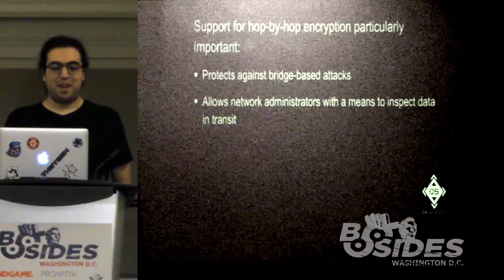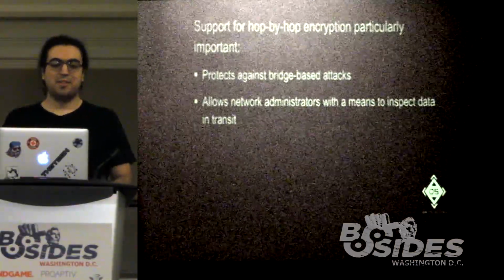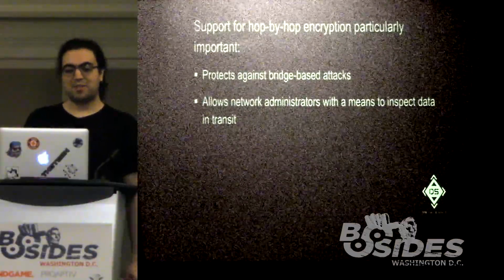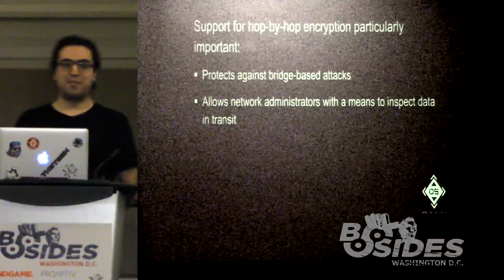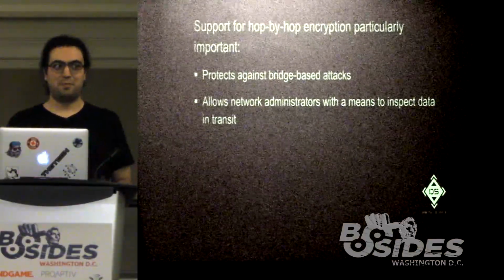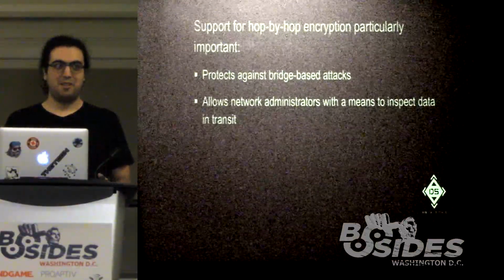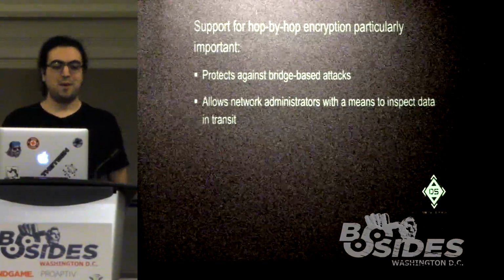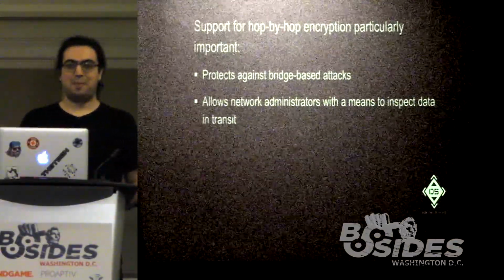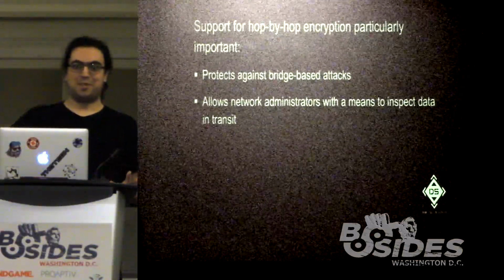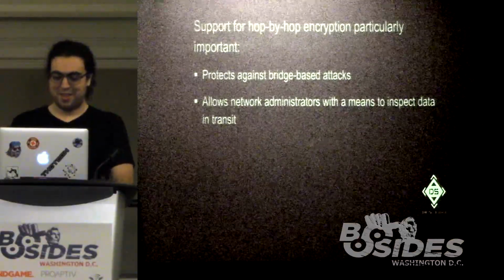The support for hop-by-hop encryption is particularly important because not only does it protect against the bridge-based attacks that we just saw, it also gives network administrators the means to inspect data in transit. If you're a network administrator, you want to be able to look at what the traffic is doing, and normally you think that encrypting everything might work against you because now you can't look at it. But because the encryption is implemented on a hop-by-hop basis, you can still look at it, because it gets decrypted between every hop. So if you want to inspect it, you can.